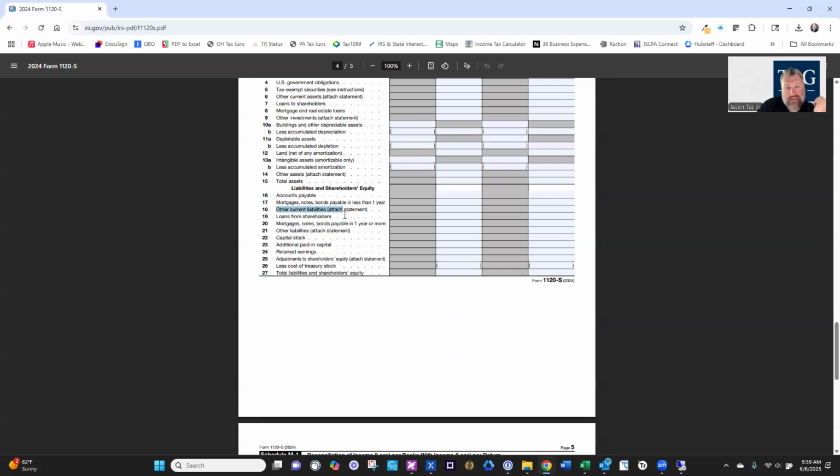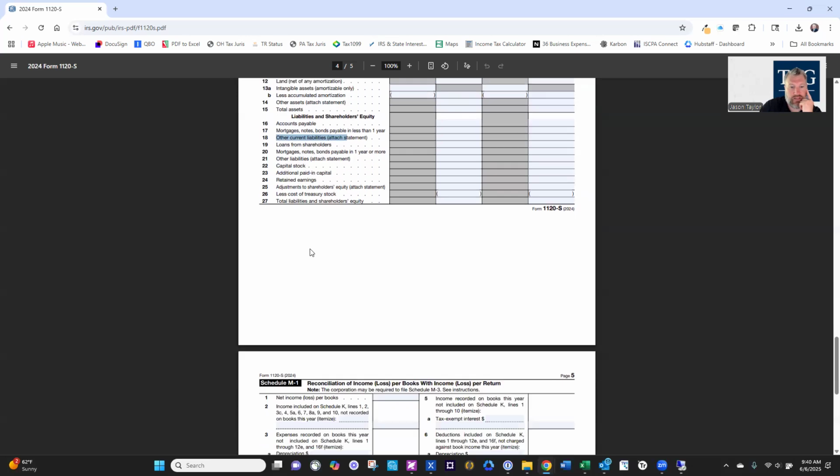Other current liabilities, again a catch-all, that's like your credit cards and payroll taxes. Other liabilities here, this line 20 is your long-term debt. So that'd be like if you owe money on a car or a truck or equipment, you have an equipment loan or whatever. Other liabilities is just again a catch-all. Most of your stuff is in mortgages and greater than a year long-term debt, or in other current assets or other current liabilities. And then you have equity, which is capital stock, additional paid-in capital, and retained earnings. That's kind of all your equity stuff.